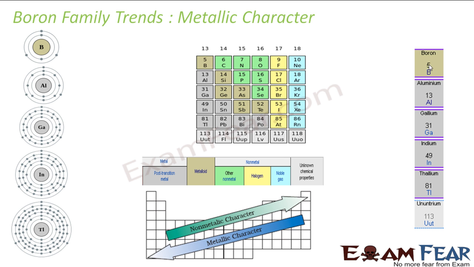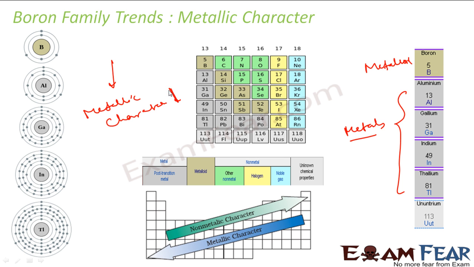So if you see the metallic character, my boron is what? Boron is a metalloid, and these are metals. So the metallic character increases as we go down the group, right? The metallic character increases. Why? Because metallic character is what? The tendency to lose electrons, right? So if you go down the group, the size increases and these electrons can easily be lost. So the tendency to lose electrons increases. Since the tendency to lose electrons increases, the metallic character also increases.